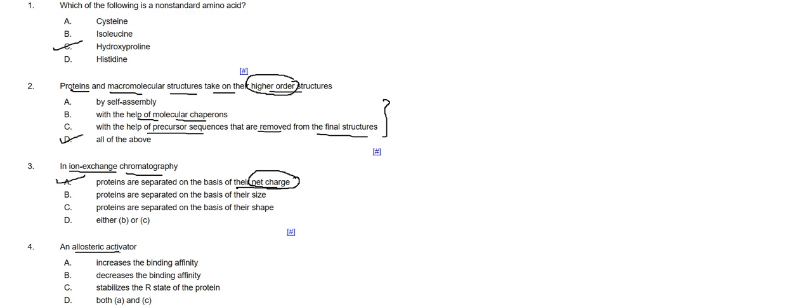Next is an allosteric activator. An allosteric activator increases the binding affinity, decreases the binding affinity, stabilizes the R state of the protein, both A and C. So first of all, when it is an activator, it is increasing the binding affinity. So when it is increasing, it cannot be decreasing. It stabilizes the R state of the protein. Okay, so both A and C are the correct option.